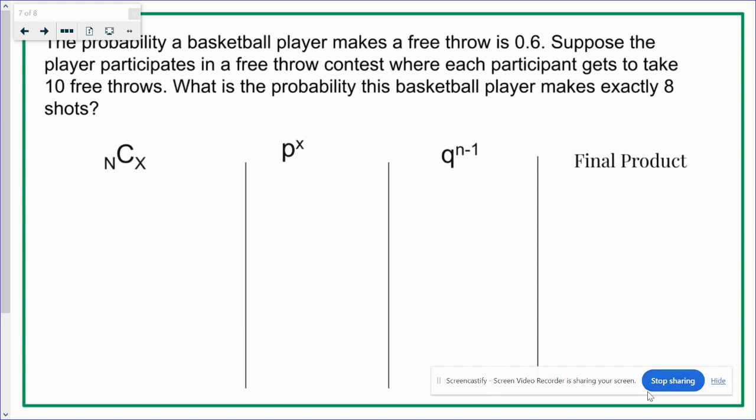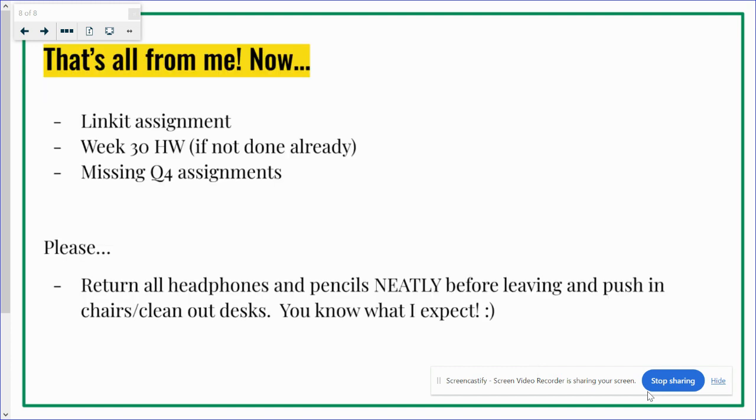All right, bye guys. And then after that, you will do your link it, continue your week 30 homework, and then any missing assignments for quarter three. At the end, sorry, quarter four.